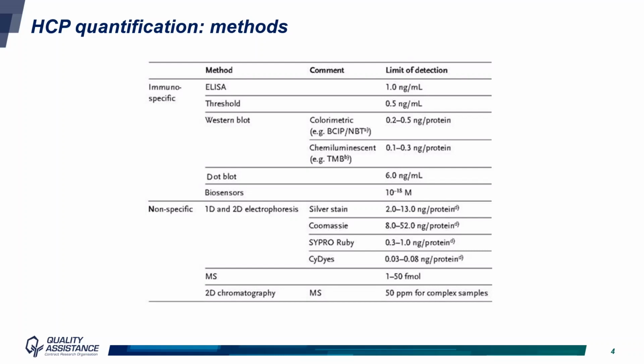Different techniques can be developed to monitor the presence of HCPs in the final product. As seen in this table, techniques can be divided into immune-specific methods and non-specific methods. Immune-specific techniques use specific antibodies to detect the HCP and include ELISA, thresholds, Western blot, dot blot, or biosensor methods such as biolayer interferometry or surface plasmon resonance. The non-specific techniques don't use antibodies to detect the HCP. We can find techniques such as electrophoresis, chromatography, or mass spectrometry. All these techniques have their own advantages and disadvantages, as well as their own limit of detection.